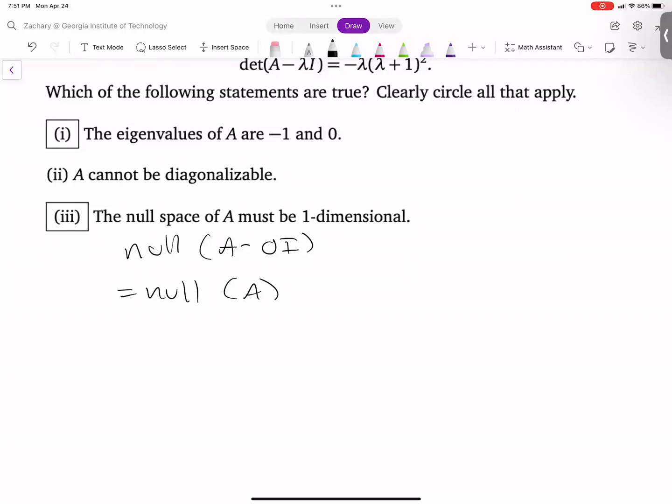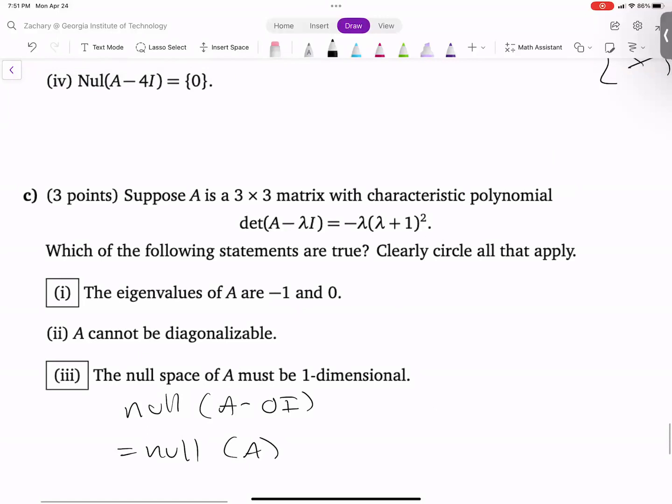So, like we said before, what's my algebraic multiplicity of lambda equals 0? What's the power here? 1. So how many vectors must it have? 1. It must be one-dimensional. Any questions on this? Yeah.